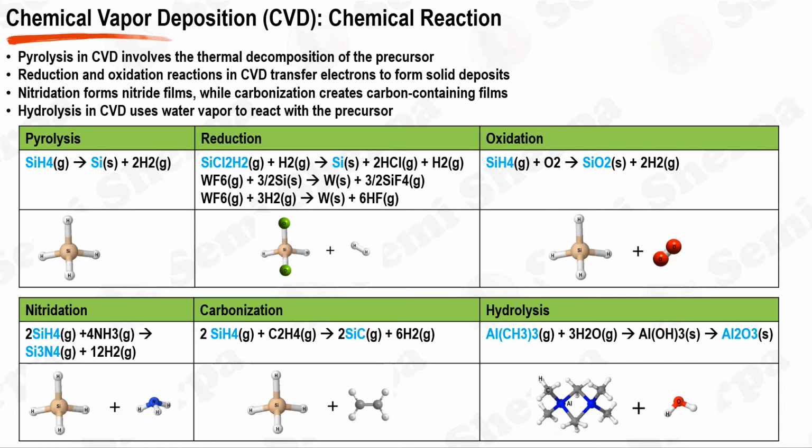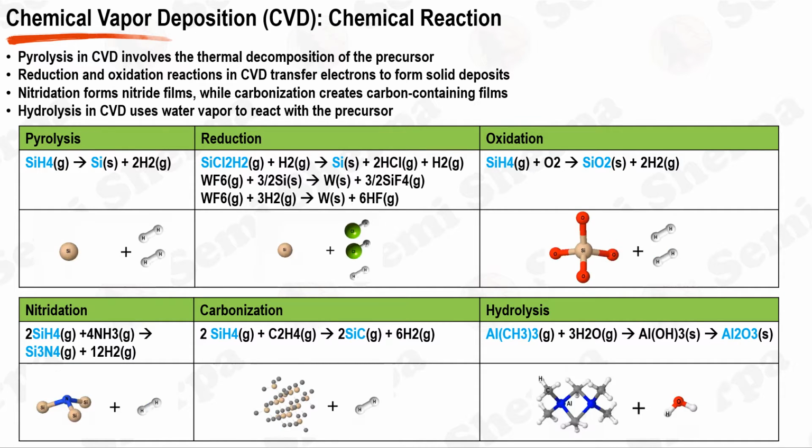Each of these reaction types provides a pathway for transforming gaseous precursors into solid films, and the choice of reaction type will depend on the desired film material, the available precursors, and the specific requirements of the process.